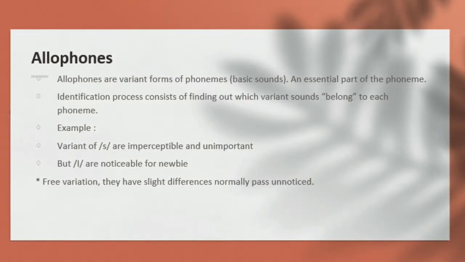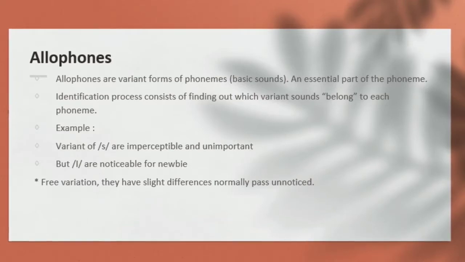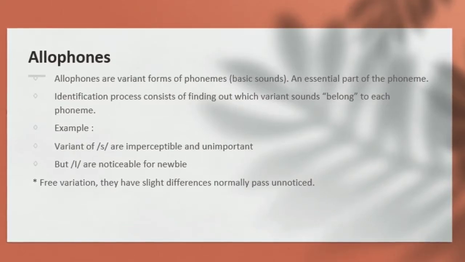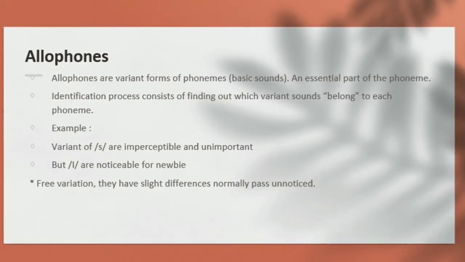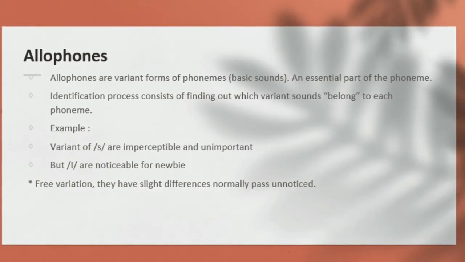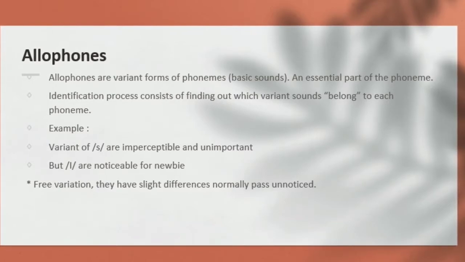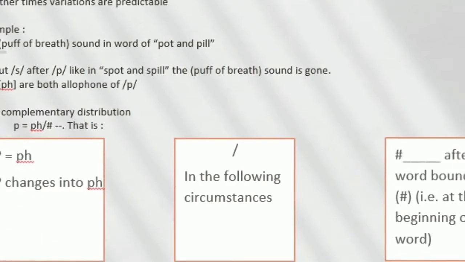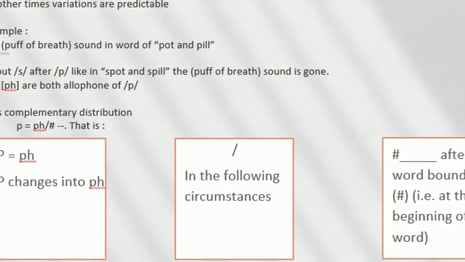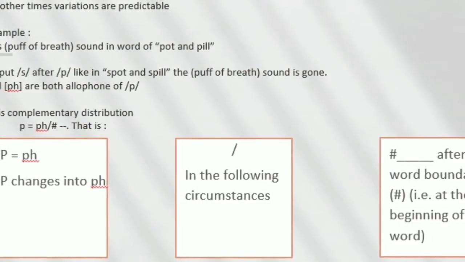Sometimes the variation is random, and no two can ever be exactly the same, no matter how hard a speaker tries to replicate one. This is what we call free variation. At other times, the variation is predictable.